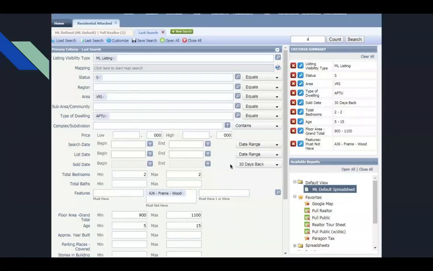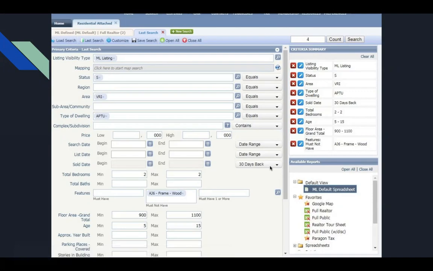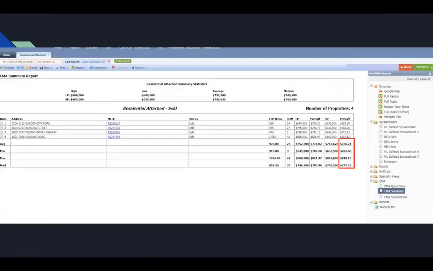So what you do is on your Paragon, just type in sold and area Richmond, and type in condo, right? And then 2 bedrooms only, and under features, in the middle, it says must not have. We don't want to see any wood frame, right? The floor area size is around 900 to 1100, and 5 to 15 years old. Those are our comparables.